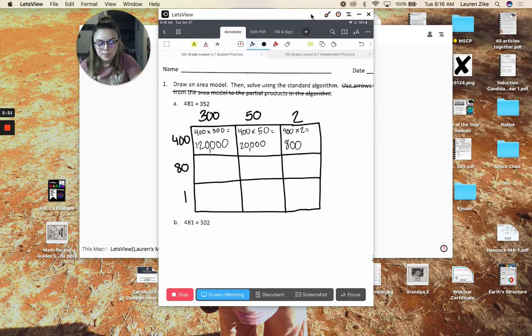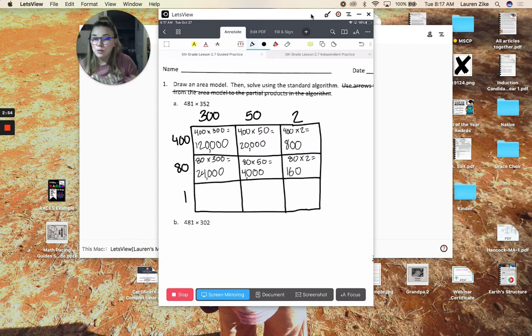And we go down to our next row. 80 times 300. We know that 8 times 3 is 24, and we add our 3 zeros to the end. Then we have 80 times 50. We know that 8 times 5 is 40, and we add our 2 zeros to the end. And then 80 times 2. We know 8 times 2 is 16, and we add our 0 to the end for 160.